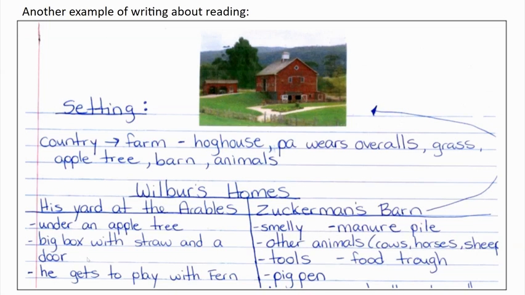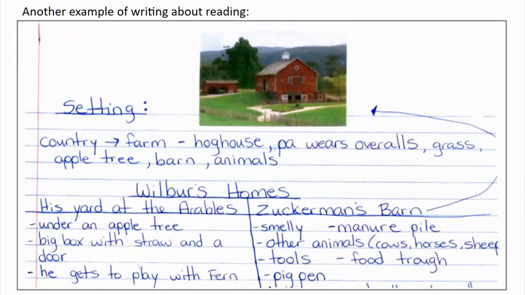Now, you're probably familiar with what book this one is about. So, setting in the country, on a farm, there's a hog house. Pa wears overalls, there's grass, there's an apple tree, a barn, and animals. So, those are just some words about the general setting. And then Wilbur, if you haven't figured out, this is Charlotte's Web, and we're talking about Wilbur the pig. So, he has two homes. He has a yard, and he also has to spend time in the barn.